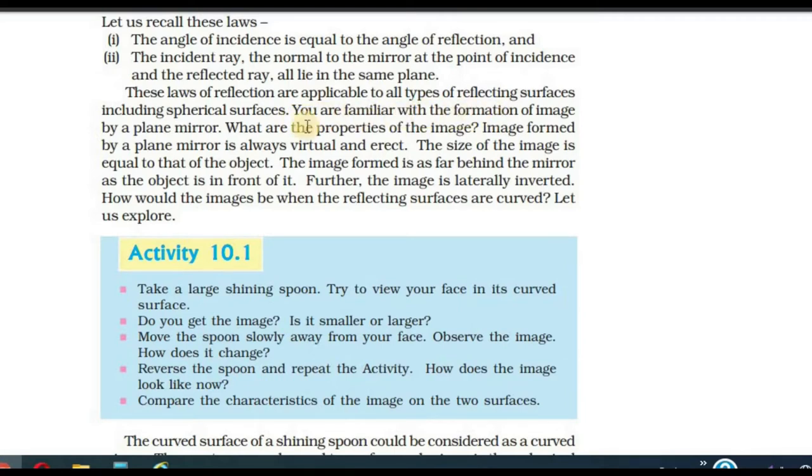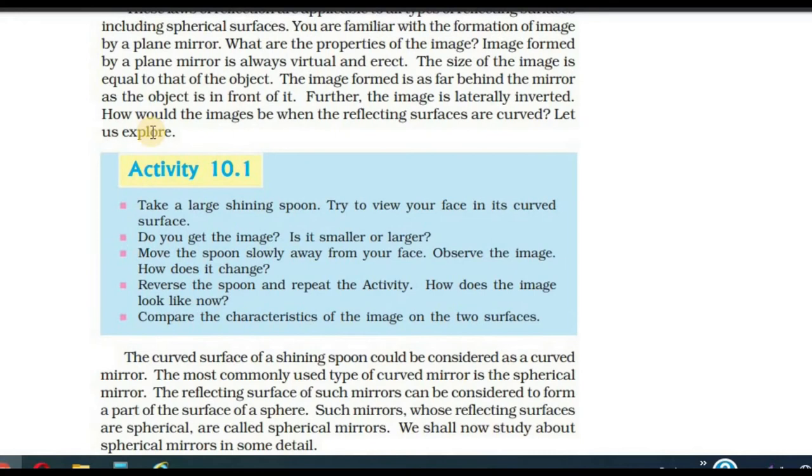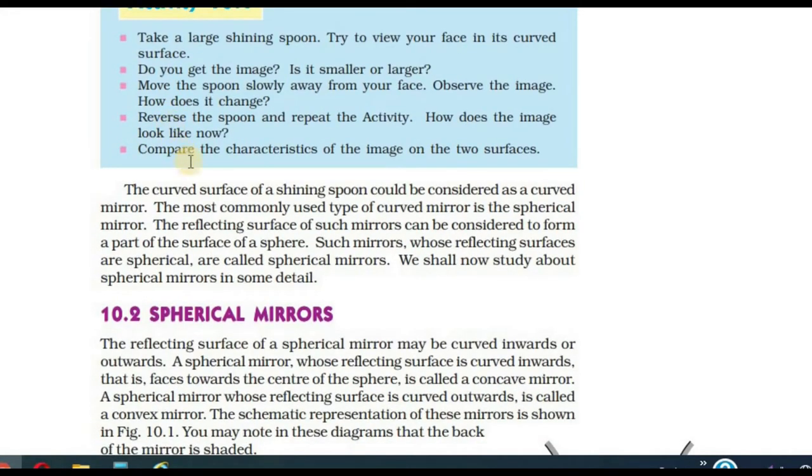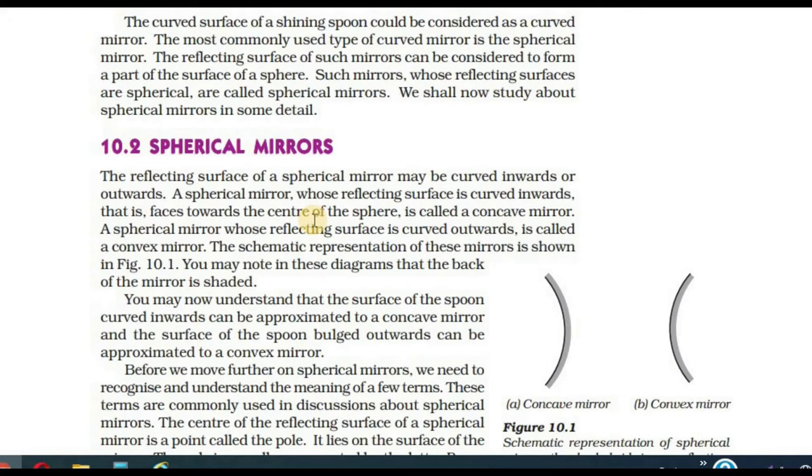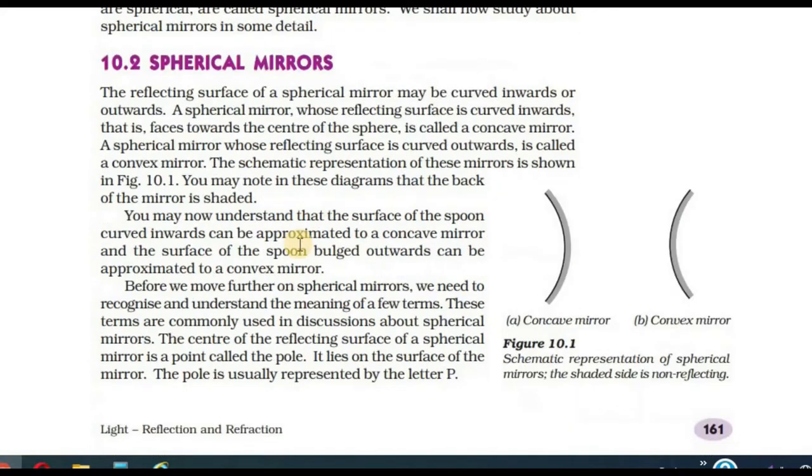Okay, you are familiar with the formation of image by a plane mirror. You already studied that in your previous classes. So now we are discussing spherical mirrors. You have the experience of seeing your face on a spoon. A spoon has two surfaces. One is curved inwards and one is curved outwards. The outer surface of a spoon is curved outwards, whereas the inner surface is curved inwards. This is an example of spherical reflecting surfaces.